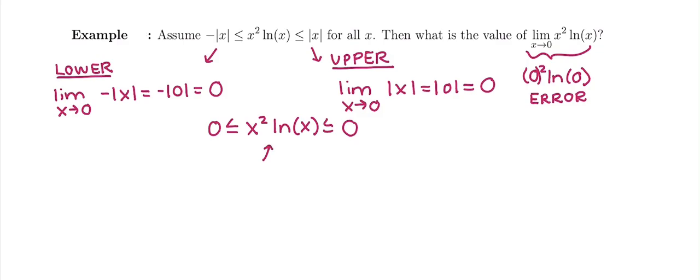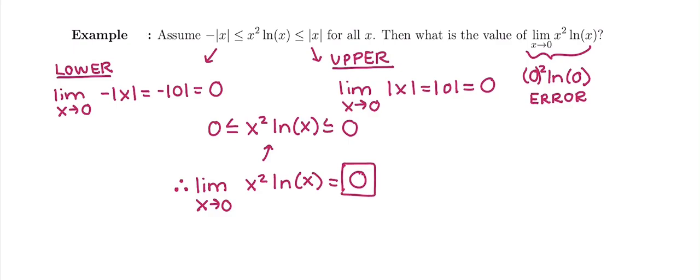So what do you think about this limit then? We would say therefore, which is just these 3 dots in math, therefore the limit as x goes to 0 of x squared times ln of x, it is stuck between 0 and 0. It has to also be 0.